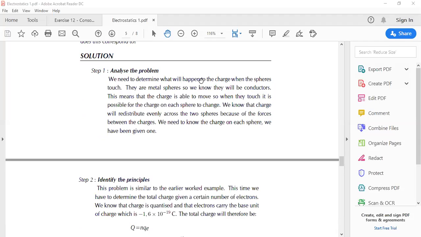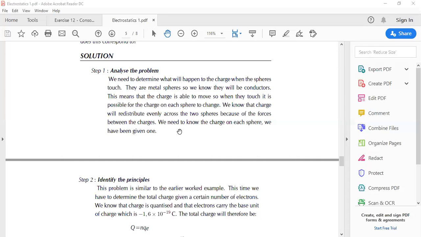So you need to check what we need to do on this. We need to determine what will happen to the charge when the spheres touch. When they touch, they share electrons until the charge is the same, then they repel. They are metal spheres, so we know they will be conductors. This means that the charge is able to move, so when they touch, it is possible for the charge on each sphere to change.